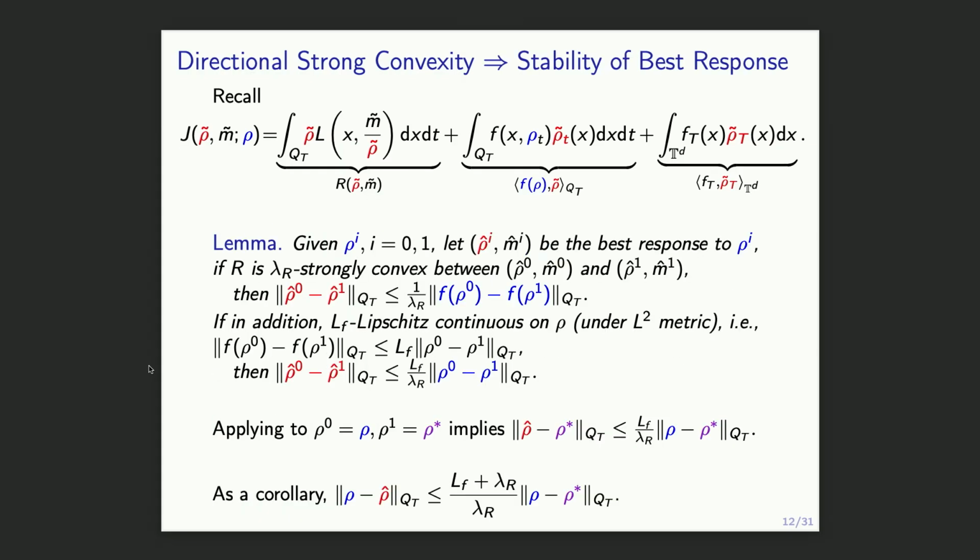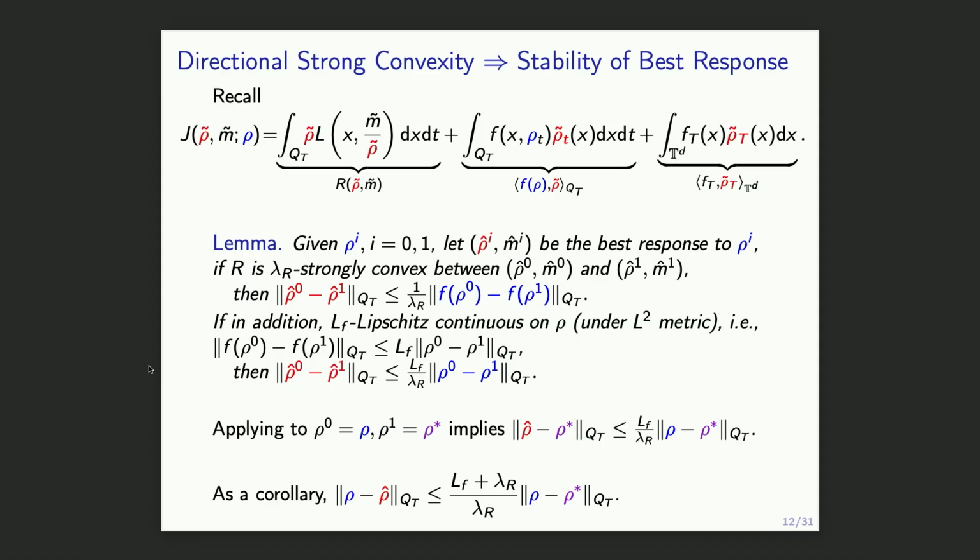And with this strong convexity, we can first show that if my f rho 0 and f rho 1 are close enough to each other, then their corresponding best responses will also be close to each other, affected by the convexity between these two best responses. Then one step further, if we put some assumptions on this interaction cost f, then we can show if rho 0 and rho 1 are close to each other, then their best responses are also close to each other.